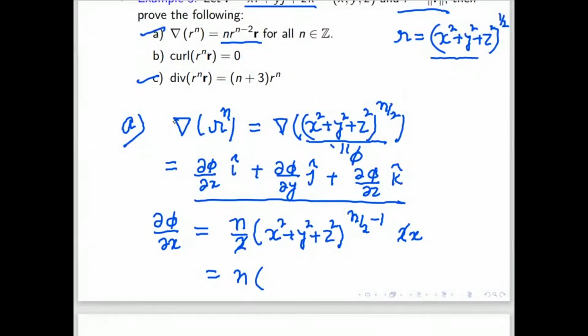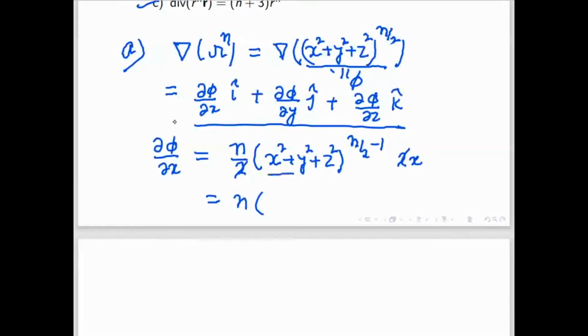So this x square plus y square plus z square equal to r. So we will again replace, because we got the derivative. I will replace x square plus y square plus z square with r square. So this whole quantity is r square, into n by 2 minus 1, into x. So that will give n r to the power n minus 2 into x. Is it okay? So this r square multiplied by n by 2.